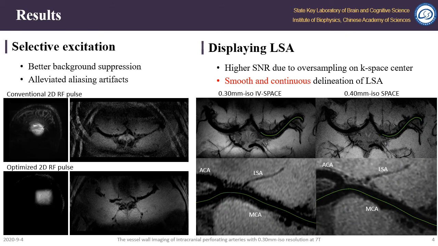Here are our results. In the left figure, the better performance of our 2D RF pulse is demonstrated. Better background suppression and alleviated aliasing artifacts can be easily identified. In the right figure, we show the superiority of IV space with 0.3 mm isotropic voxels on displaying the LSA. Because of the small acquisition matrix, the K-space center was oversampled so that higher SNR can be achieved. It guaranteed more smooth and continuous delineation of the LSA.